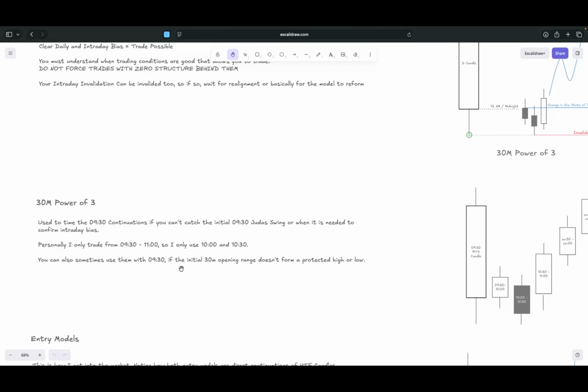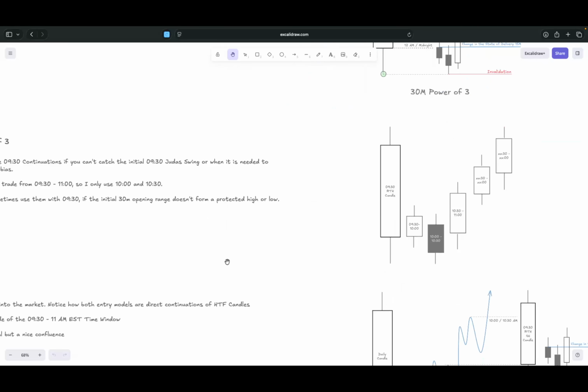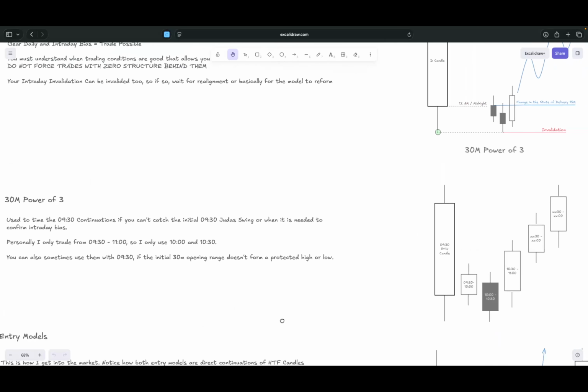So personally, I only trade from 9:30 to 11, so I only use 10 and 10:30. Sometimes you can use them with 9:30 if the initial 30-minute opening range does not form that protected higher low. That's what you see here. So the low of the 9:30 candle is formed between 10 and 10:30. So you have 9:30 opening price, 10 o'clock opening price, deep discount. That's basically it for 30-minute power threes.